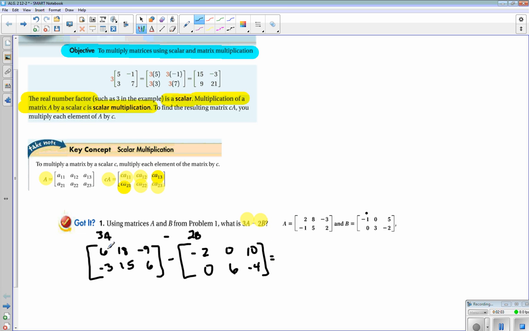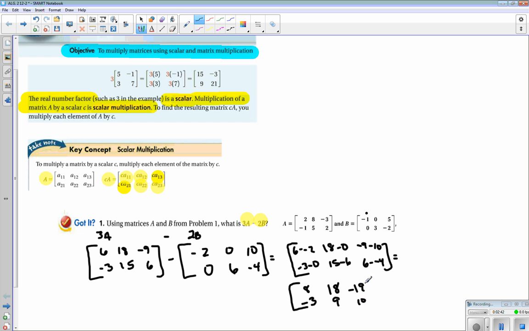All right, now each of these elements I'm going to subtract. So I got 6 minus negative 2, 18 minus 0, negative 9 minus 10, negative 3 minus 0, 15 minus 6, and 6 minus negative 4. When I do all that, my resultant is 6 plus 2 is 8. 18 minus 0 is 18. Negative 9 minus 10 is negative 19. Negative 3 minus 0 is negative 3. 15 minus 6 is 9. 6 plus 4 is 10, and that is the answer.